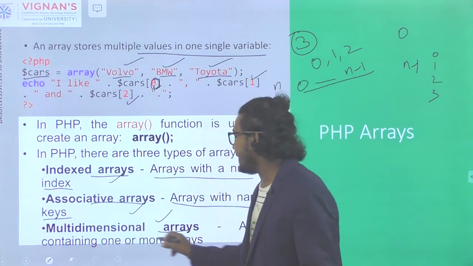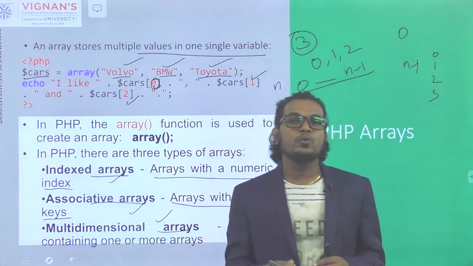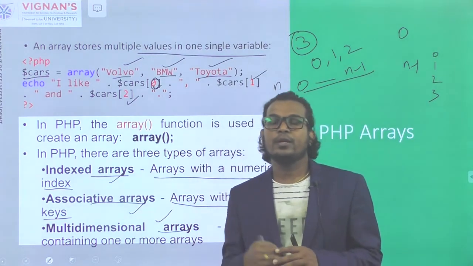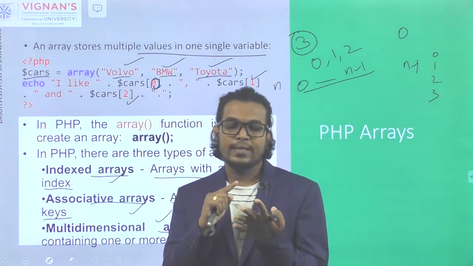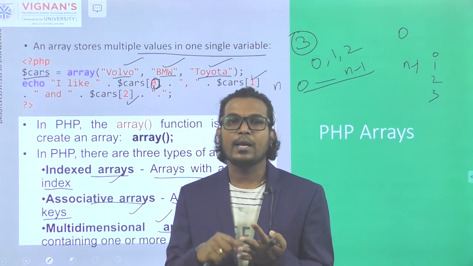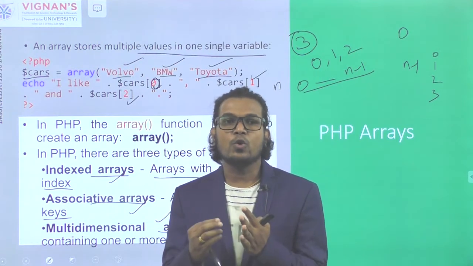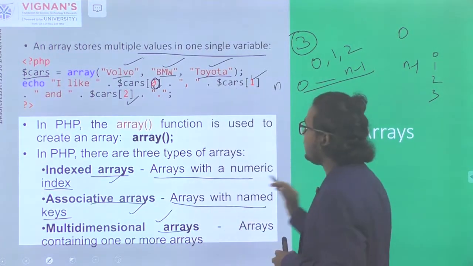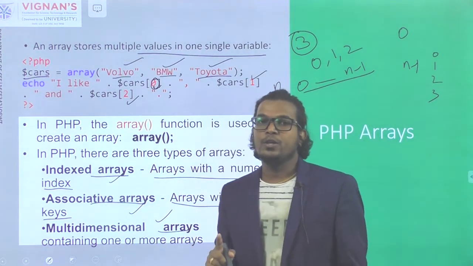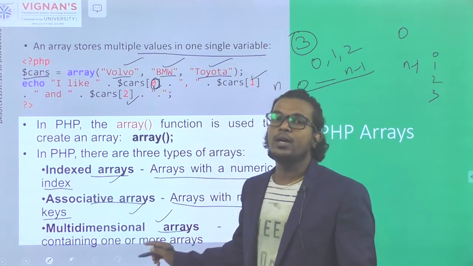The last one is the multi-dimensional array. What does multi-dimensional array mean? We have arrays of different dimensions. The first one is a single dimension, the next one is multi-dimension. In a multi-dimensional array, we can store multiple arrays in a single array. That feature is available in PHP.